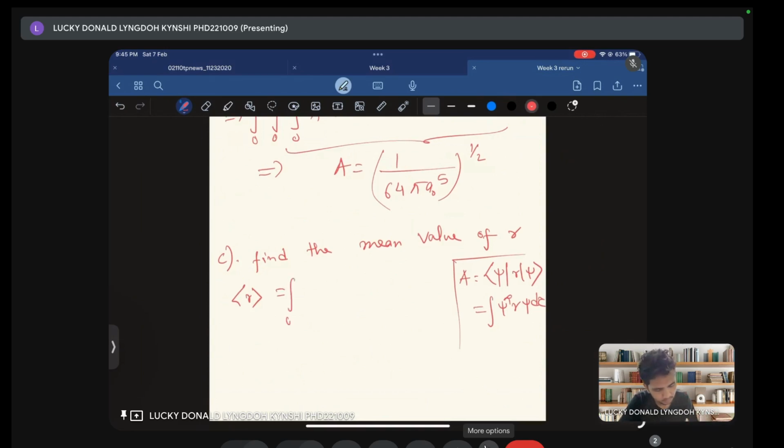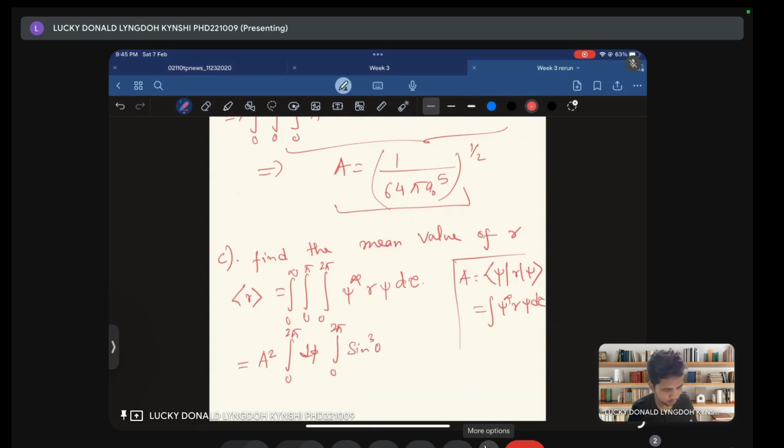So here r goes from 0 to infinity, θ is 0 to π, φ will be 0 to 2π, and it will be something like ψ*, then r, then ψ, then dτ. Okay, if you do this, you will get A². You will substitute the constant which you have already found. So we get A² times the integral 0 to 2π of dφ, 0 to π of sin³θ dθ, and 0 to infinity of r⁵ e^(-r/a₀) dr.